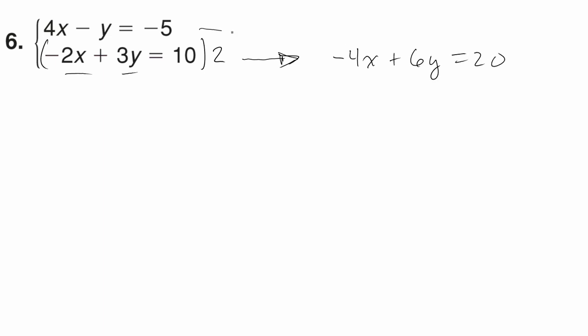And in that top equation, I'm not going to multiply it by anything. I'm just going to rewrite the top equation. Rewriting the top one, it is 4x and then minus y, and that equals negative 5. So again, this linear combinations elimination is not magic.